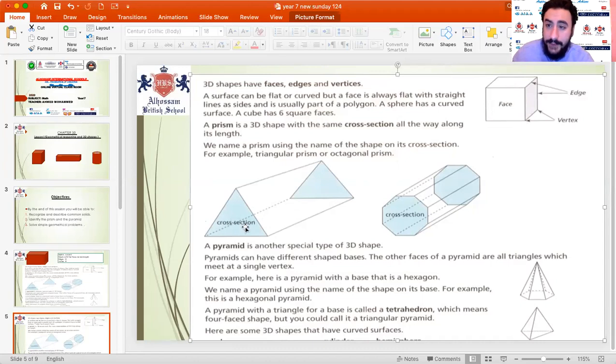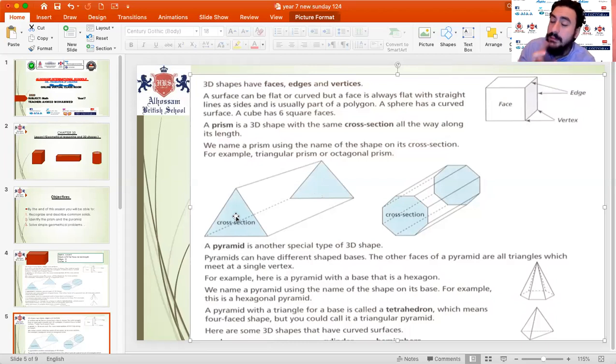This is a triangular prism. Why? Because of this face and that face. If you cut it into halves from here, it's going to be a triangle on this side and that side. So that's the meaning of cross section. If you cross section it, then we call it a prism.